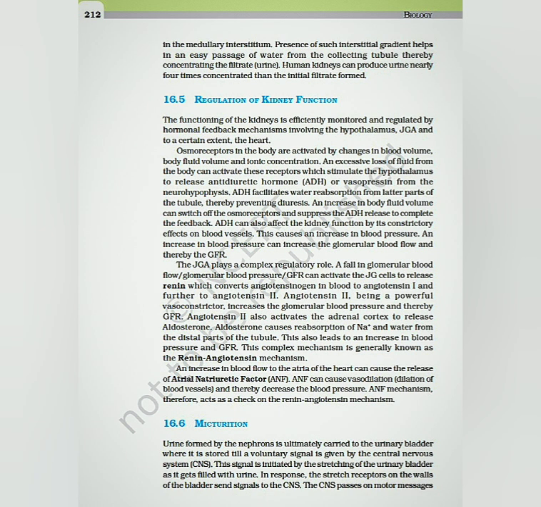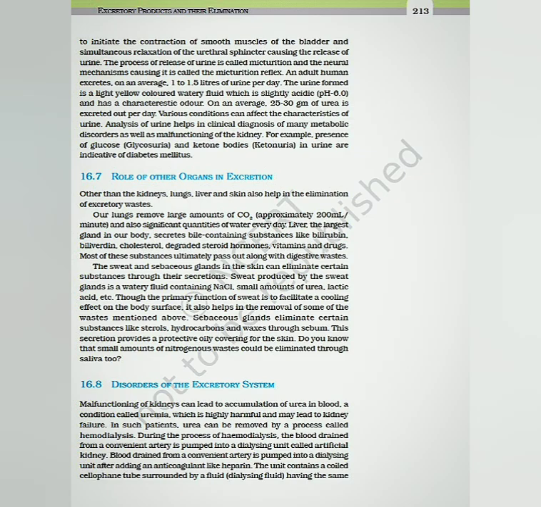Urine formed by the nephron is ultimately carried to the urinary bladder, where it is stored till a voluntary signal is given by the central nervous system, CNS. This signal is initiated by the stretching of the urinary bladder. As it gets filled with urine, in response, the stretch receptors on the walls of the bladder send signals to the CNS. The CNS passes on motor messages to initiate the contraction of smooth muscles of the bladder and simultaneous relaxation of the urethral sphincter, causing the release of urine. The process of release of urine is called micturition, and the neural mechanism causing it is called the micturition reflex.